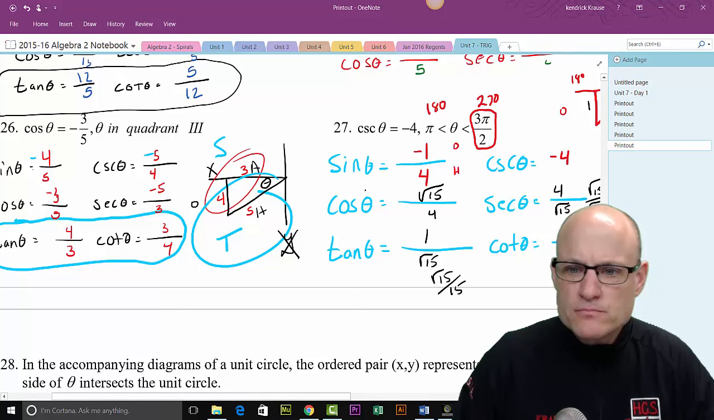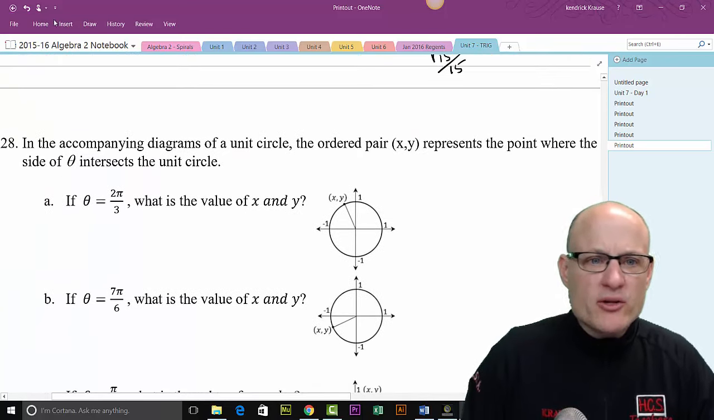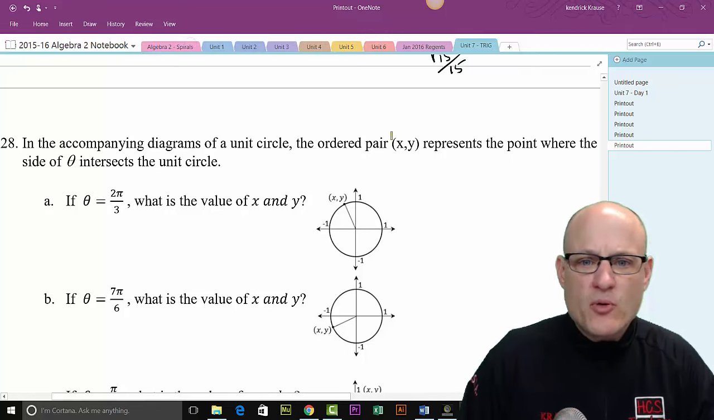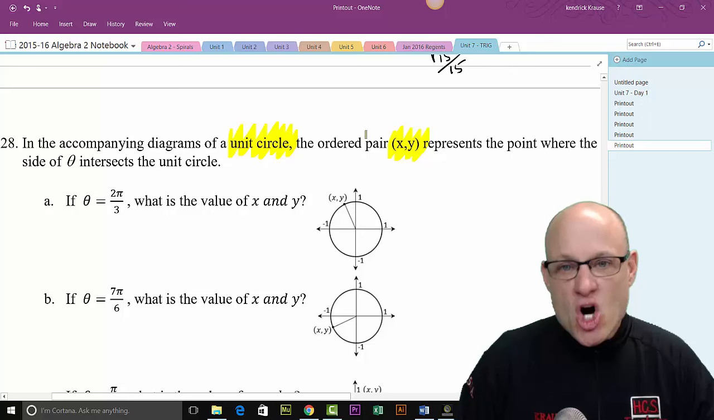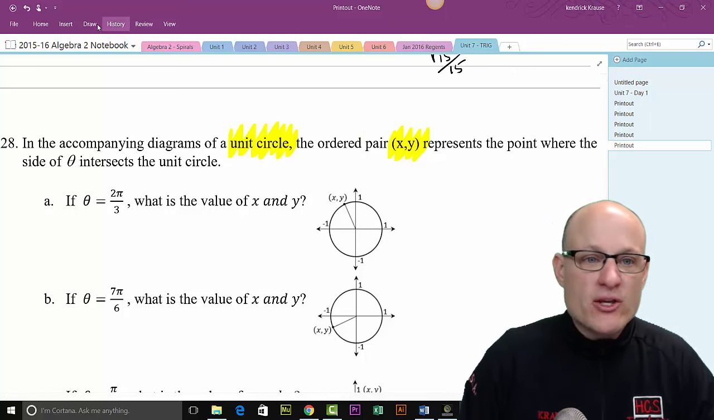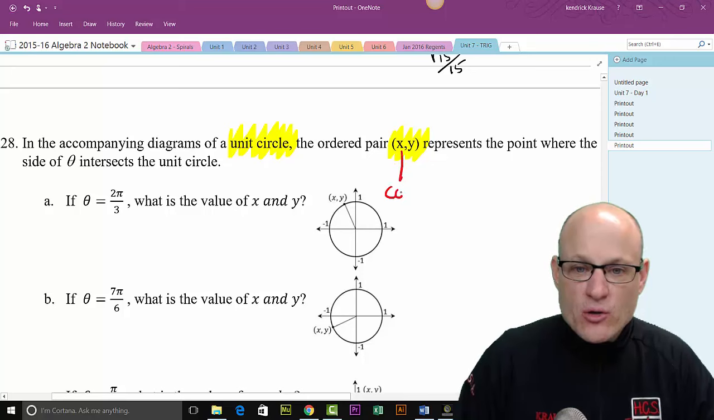All right, here we go. The most important thing I'm telling you is that this point (x, y) is on the unit circle. And if it's on the unit circle, then you have to remember that x is cosine and y is sine.